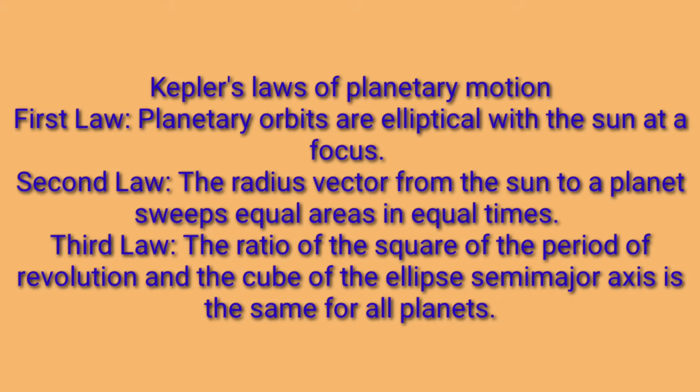Welcome to physics class. Kepler's laws of planetary motion. First law: planetary orbits are elliptical with the sun at the focus. Second law: the radius vector from the sun to the planet sweeps equal area in equal times. Third law: the ratio of the square of the period of revolution and the cube of the ellipse semi-major axis is the same for all planets.